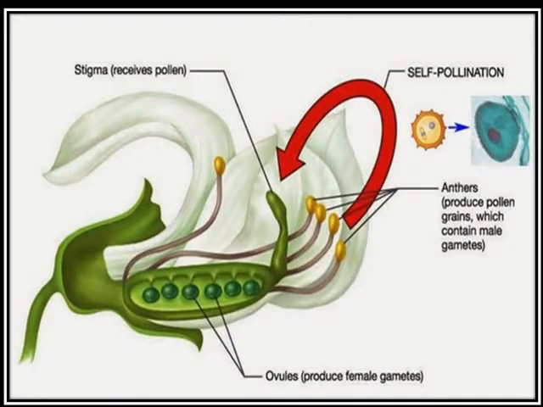Here I have given a diagram of self-pollination. In this you can see that there are anthers, that are the male reproductive organs, and there is a stigma, that is the female reproductive organ. So what will happen? The pollen from the anthers will get transferred to the stigma of the same flower. So this is known as self-pollination.